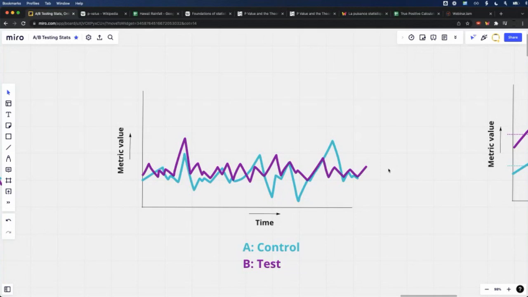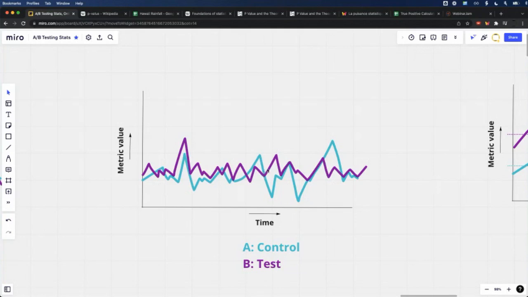And the other error could be, what if you declared control the winner, right? From this example, what if you declared control the winner, which means you fail to reject the null hypothesis, which means the null hypothesis holds true. There is nothing that you observed in the experiment, and you said, okay, control is still the current condition, and there is nothing else to declare winner. And if that was false, if indeed test was the winner, but you declared control the winner, that is your type 2 error, which is the false negative rate.